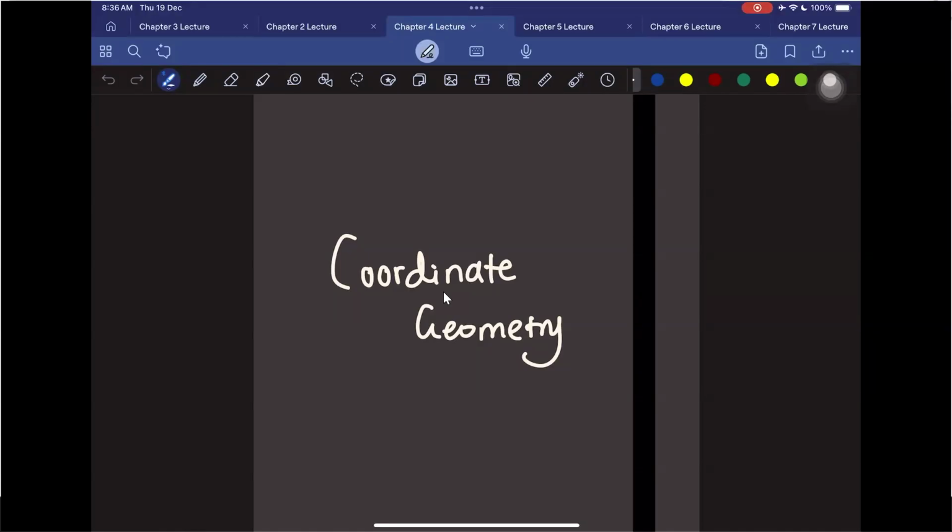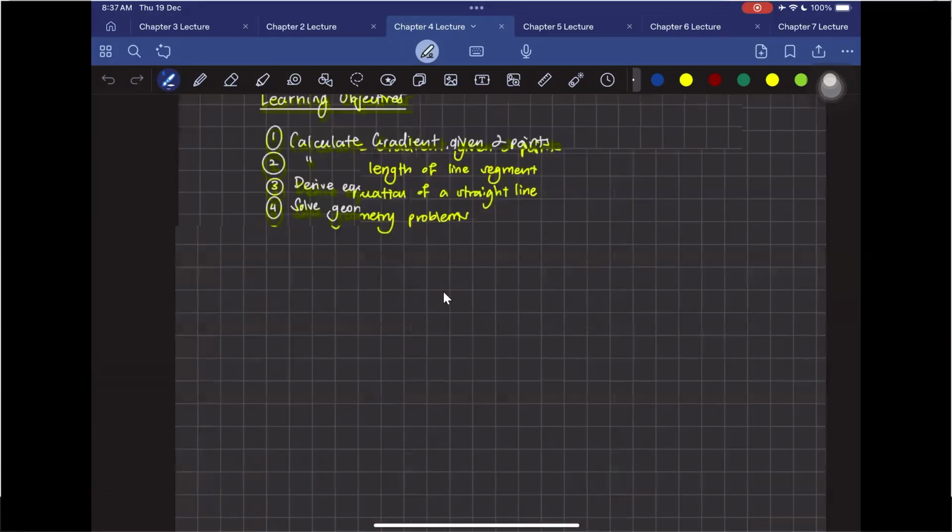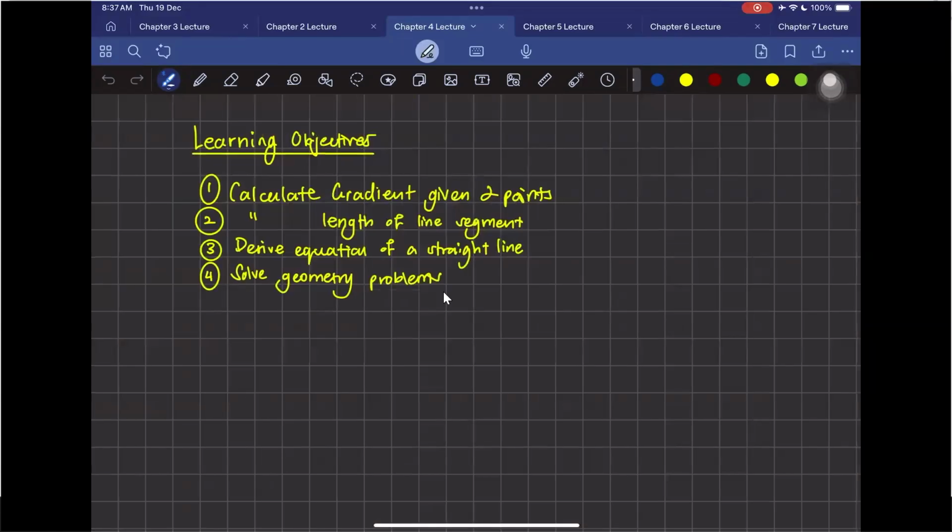Yeah, hi guys. So today we'll be looking at the fourth chapter of your Sec 3 syllabus. So that will be coordinate geometry. So let's look at the learning objectives. By the end of today's lecture, you should be able to calculate the gradient given 2 points. You should also be able to find the length of a line segment. And thirdly, you should be able to derive an equation of a straight line.